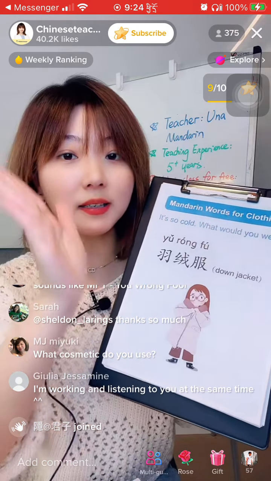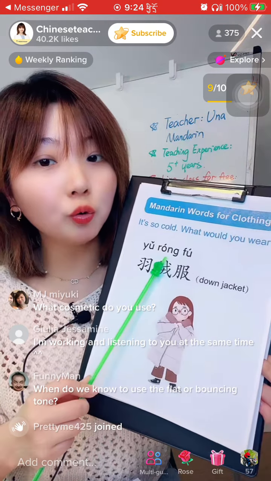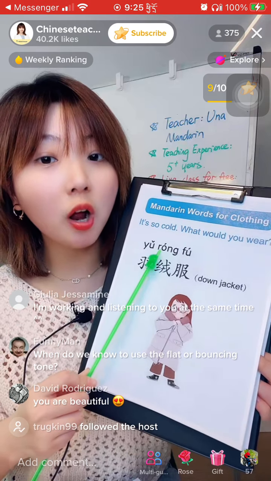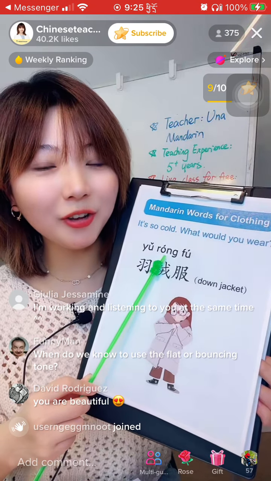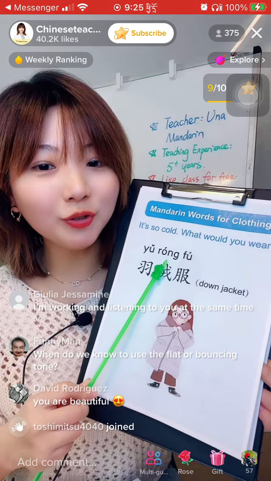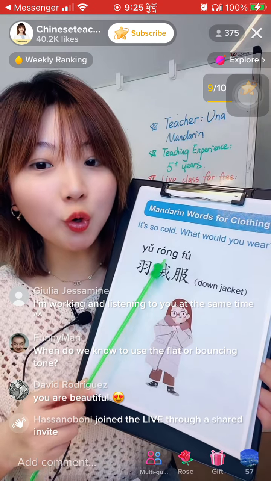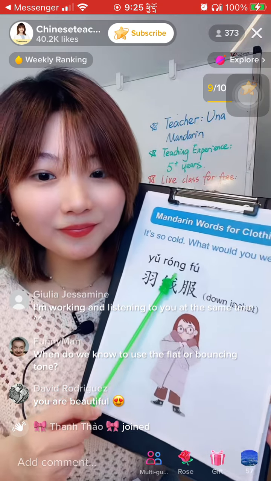Second tone is the rising tone. So you say 绒, 绒, 绒. Can you try that? 绒, 绒, 绒.